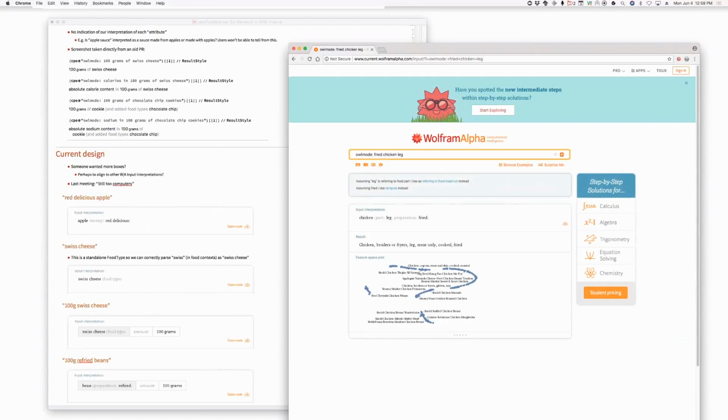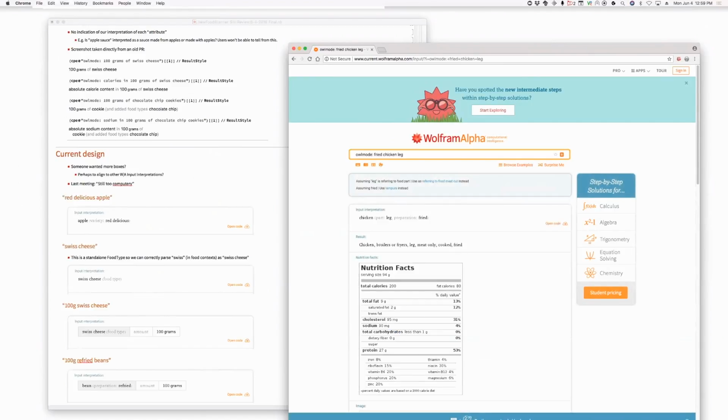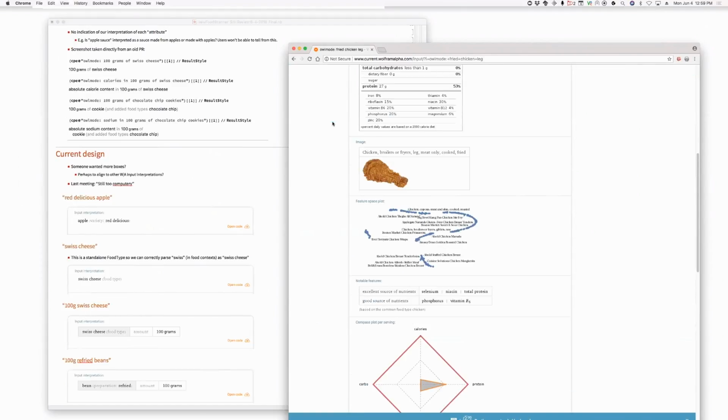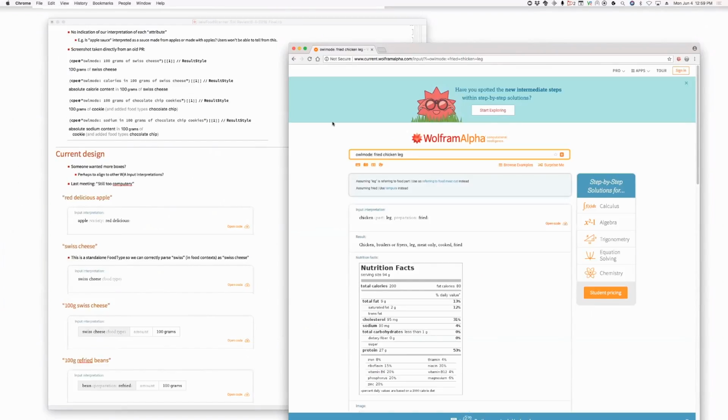Are we discussing things like the feature space plot here? I didn't plan on it, but we can, I guess. Okay. So in your new proposal, that would become?